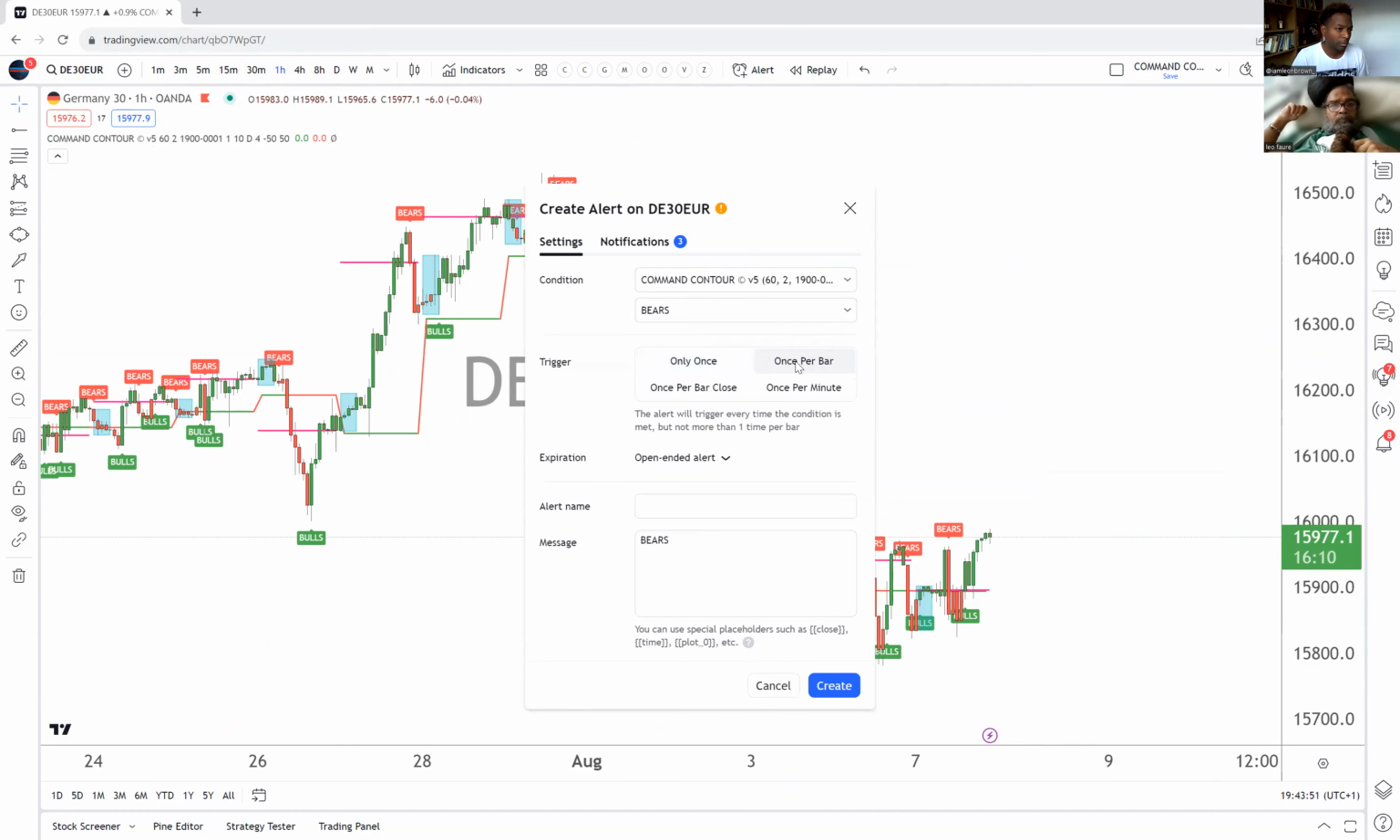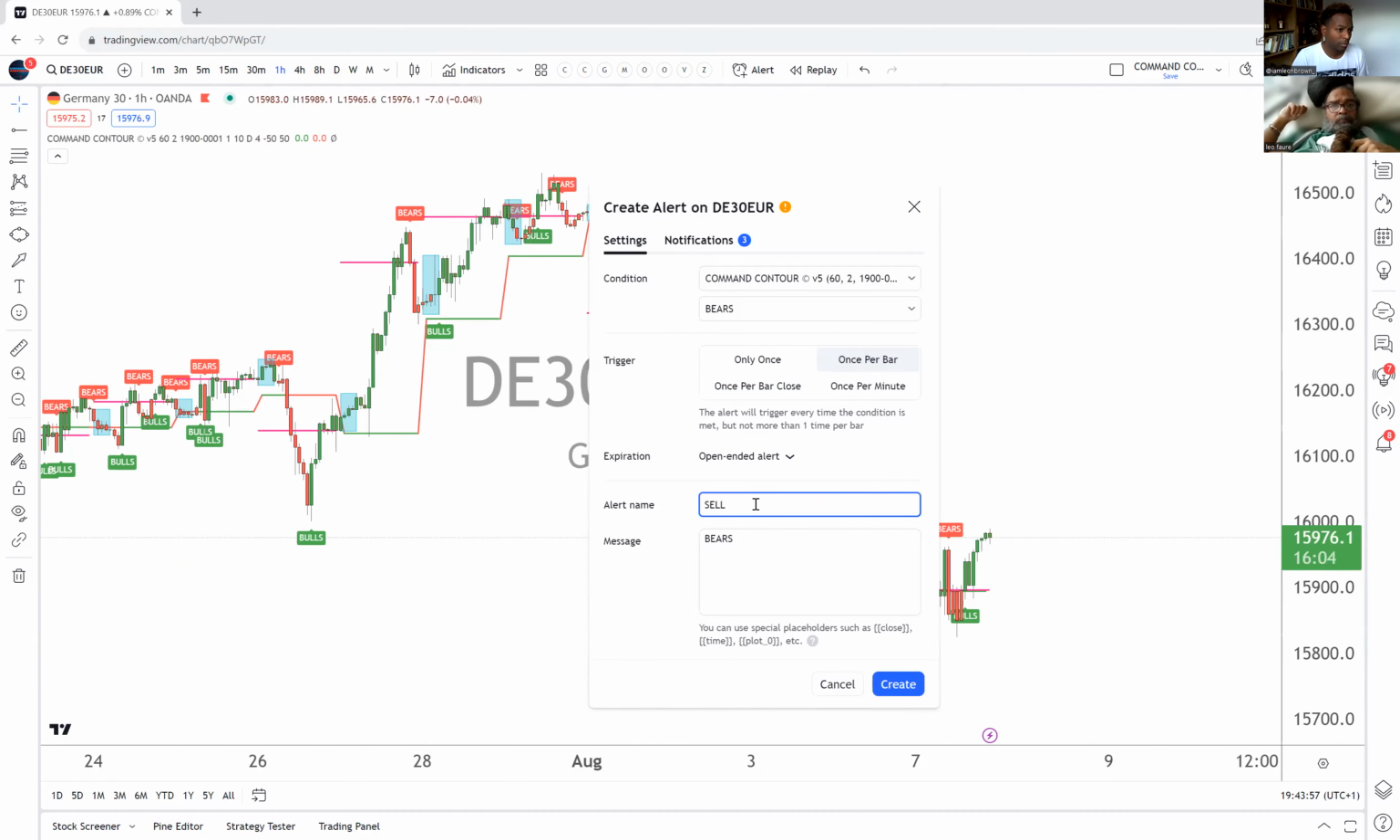Make sure you choose once per bar, and then we could type in sell, or whatever you want here. Sell when 1-hour time frame, you know, sell on H1, whatever you want there. You could type it in the alert name, or you could type it in the messages, all right? And then you hit create, right?